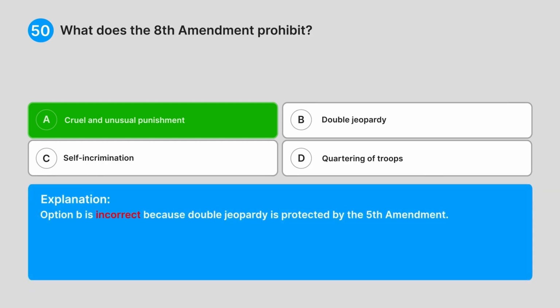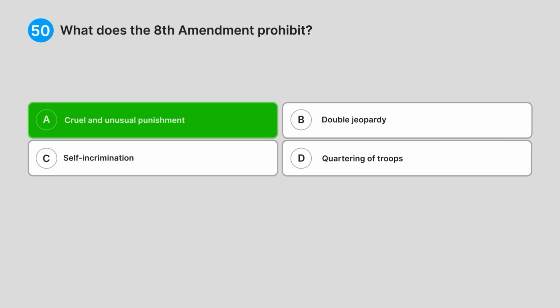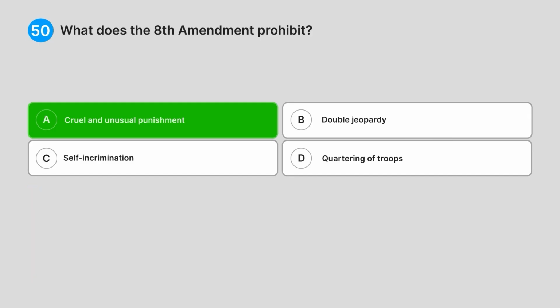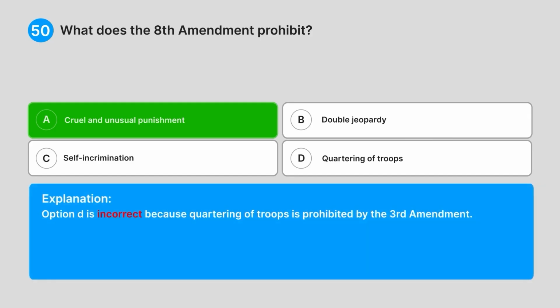Option B is incorrect because double jeopardy is protected by the Fifth Amendment. Option C is incorrect because self-incrimination is also protected by the Fifth Amendment. Option D is incorrect because quartering of troops is prohibited by the Third Amendment.